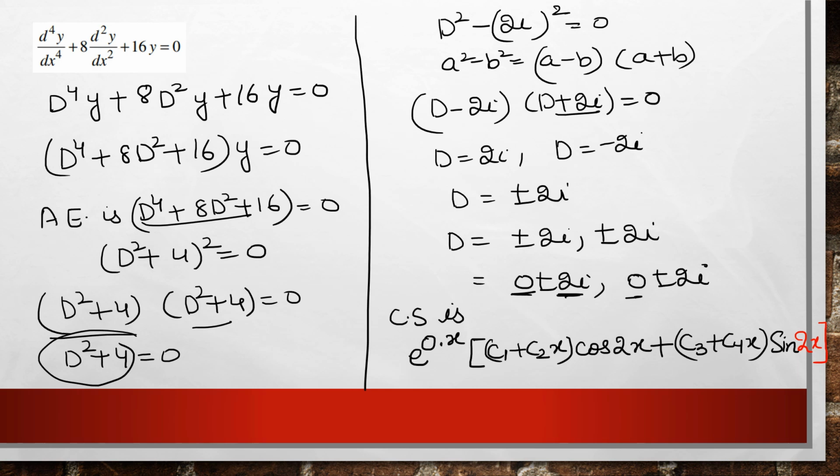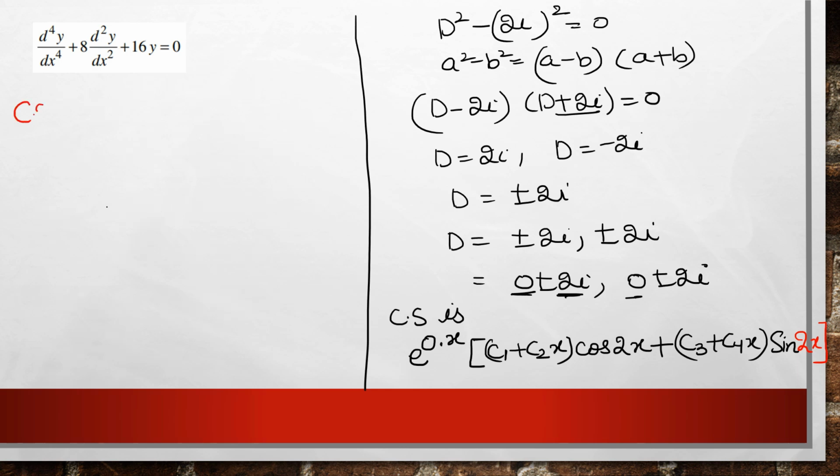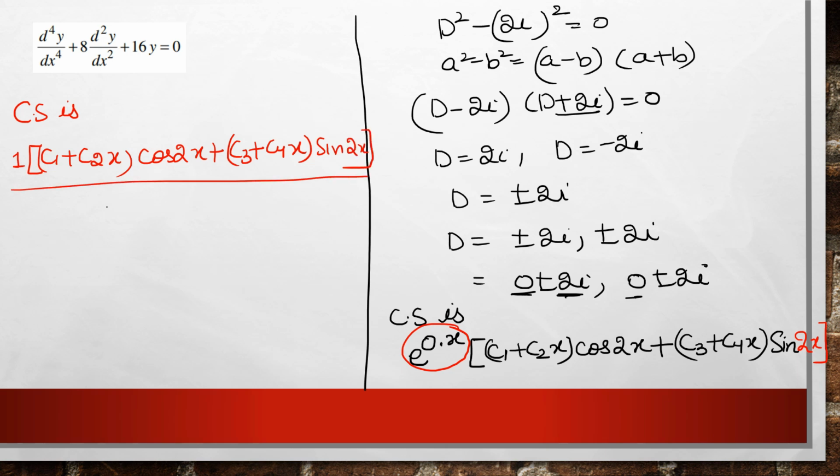So what is the solution? So the complementary solution is e power 0x means what? Something power 0 is 1, so that will mean 1. So c1 plus c2 x, okay, into cos 2x plus c3 plus c4 x sine 2x. Okay, this is the final solution.